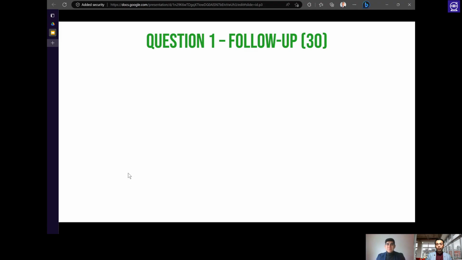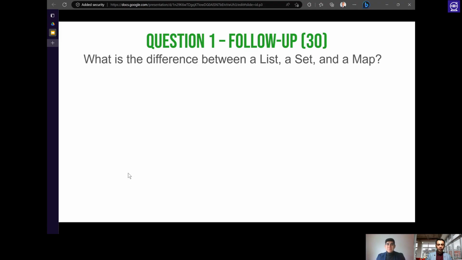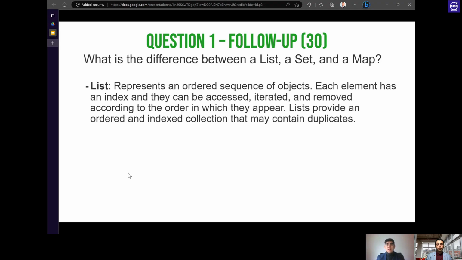So how would those questions look in that case? I will ask you, what is the difference between a list, a set, and a map? There are some subtle differences between the three elements. The first one, the list, is an ordered sequence of objects, which is very important, and lists may contain duplicates. These are two important factors. The lists are ordered and may contain duplicates.